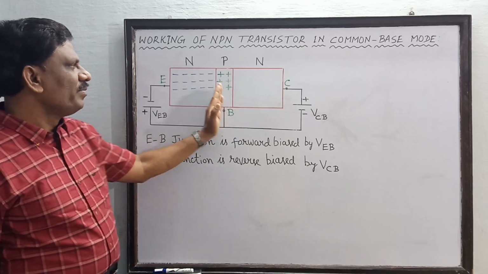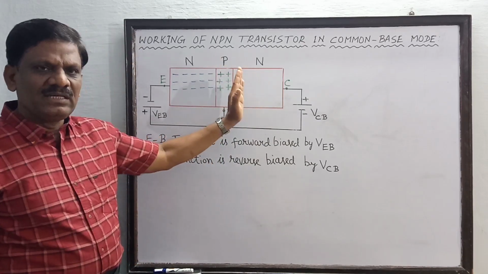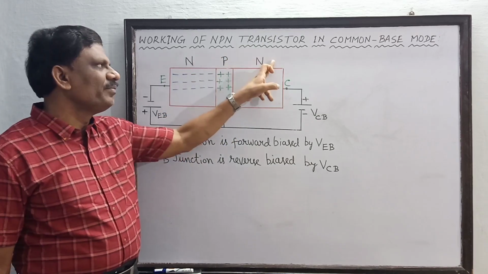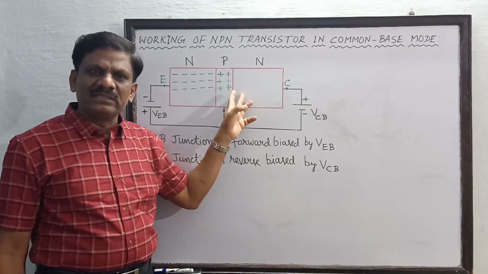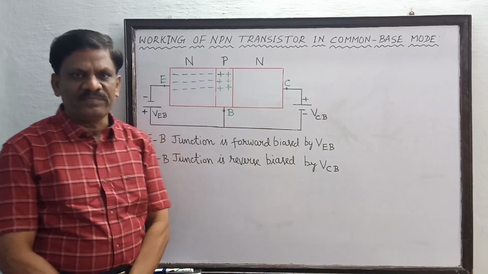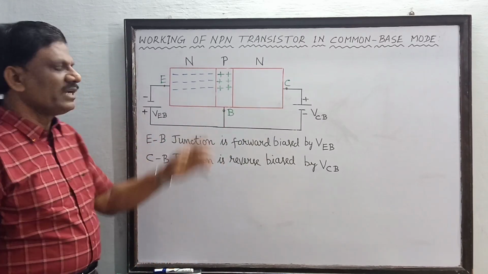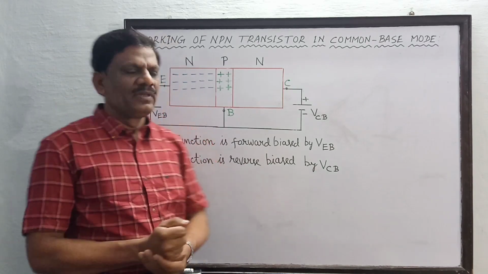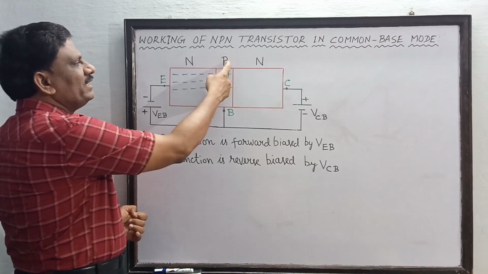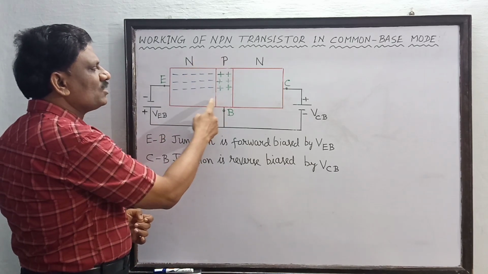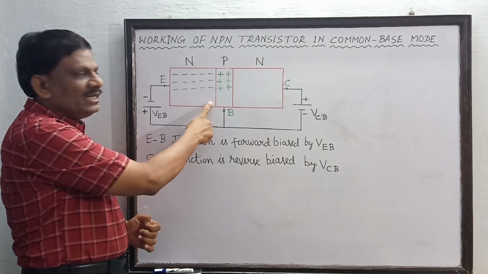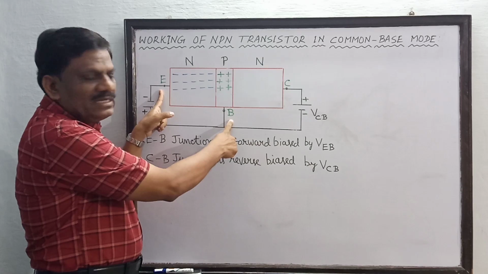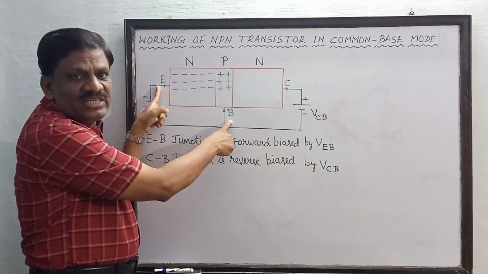So this type of transistor in which a P-type semiconductor is sandwiched between two oppositely doped N-type semiconductors is called an NPN transistor. Now in this transistor there are two PN junctions connected back to back. You can see here this P region and N region, in between there is one junction. This is one PN junction. This junction is between the emitter and the base and hence it is called the emitter base junction.